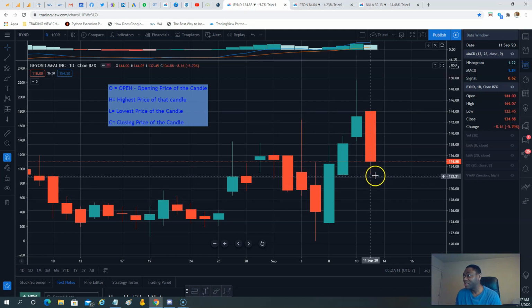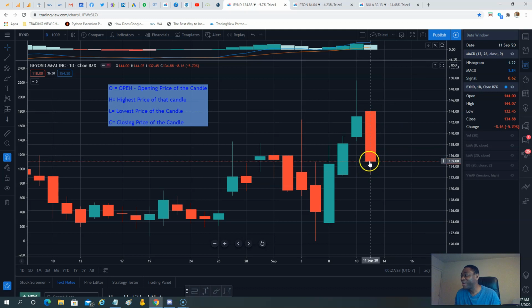The low is as low as this point on here, represented at 132.45, whereas the open was 144. The high was 144.07. See the little tiny space, the little tiny upper shadow that's there.